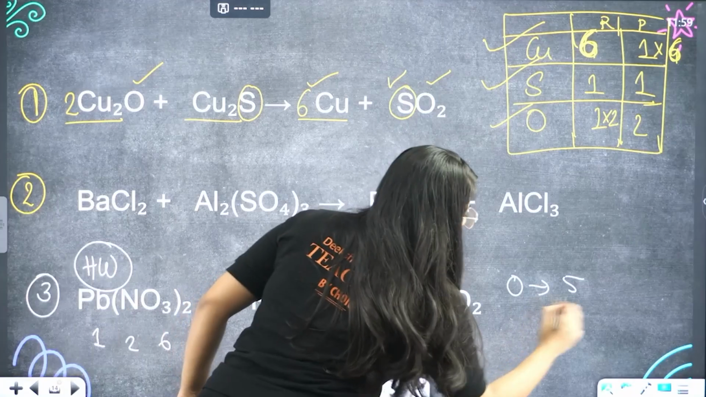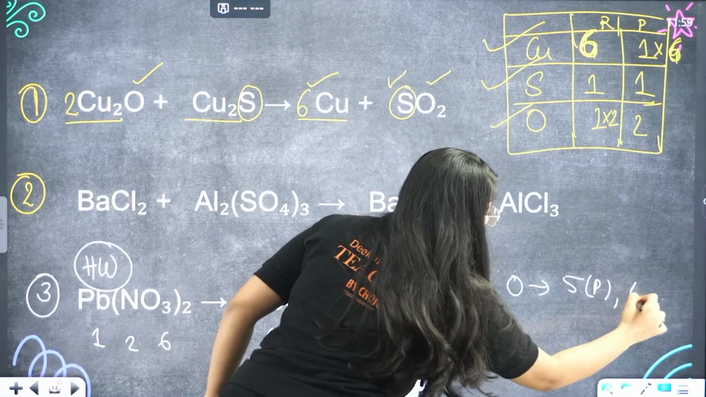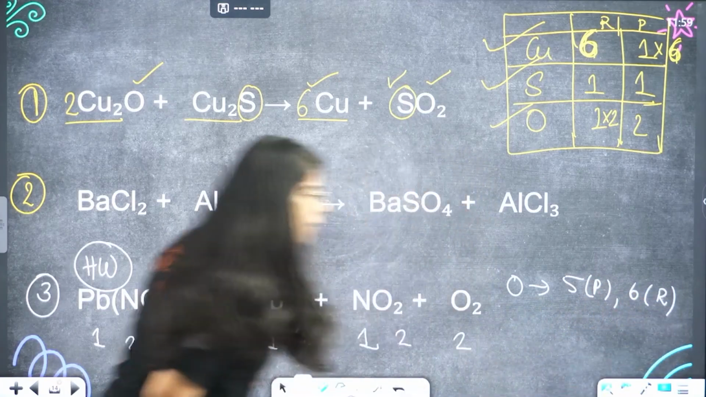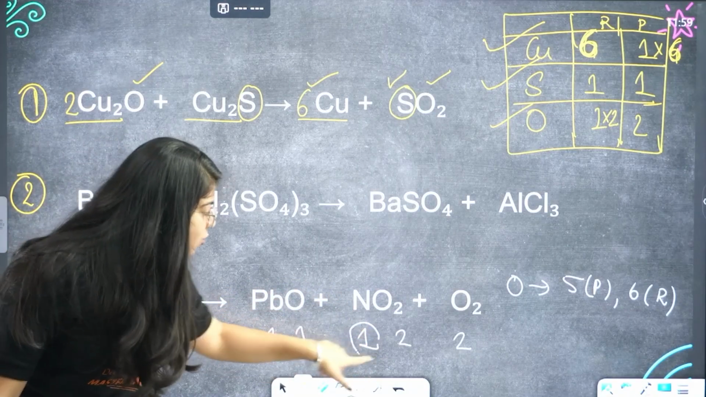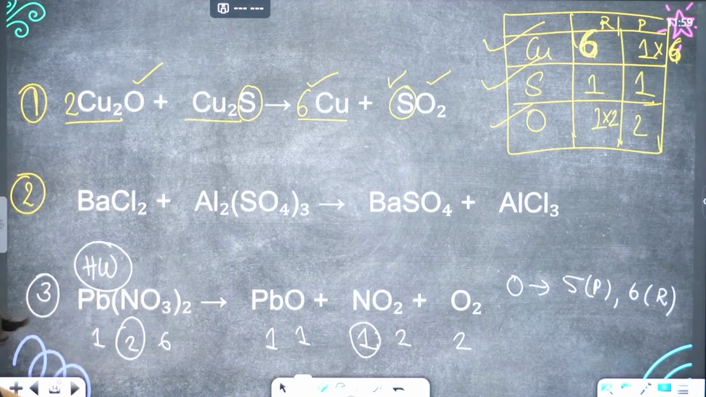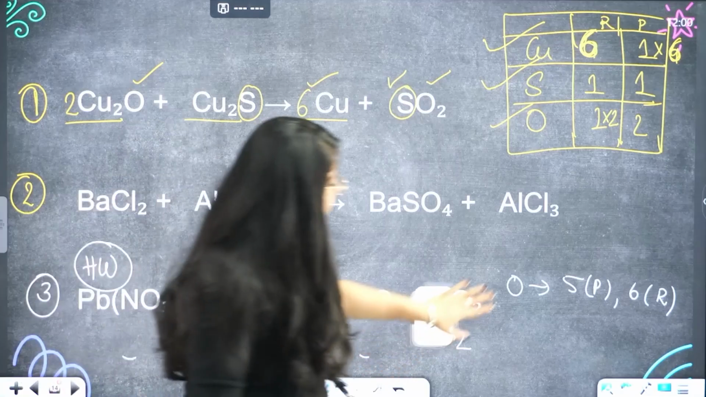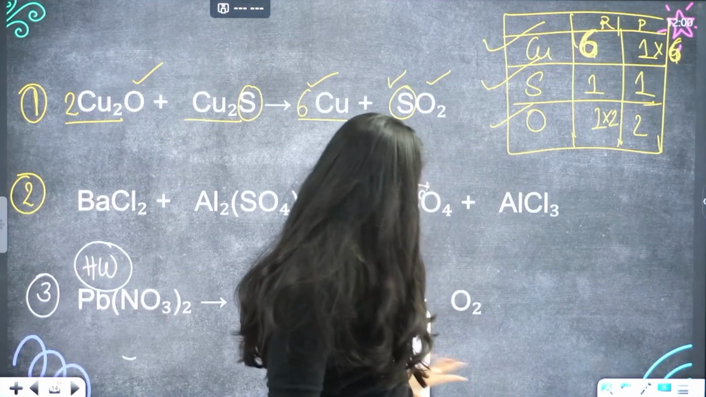So O is 5 on the product side, 6 on the reactant side. So you just have to balance O because, oh, N is also here. N is 1 on the product side, 2 on the reactant side. So just use the hit and trial method and let me know the answer in the comments.